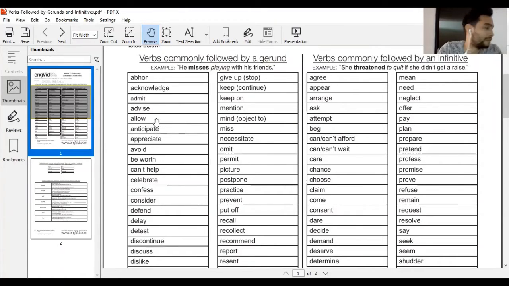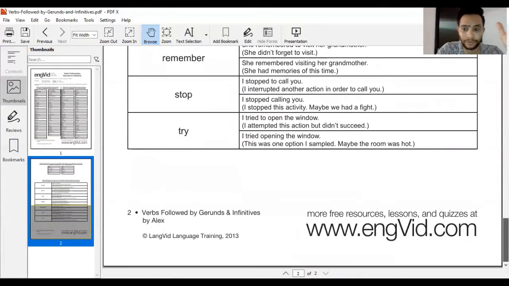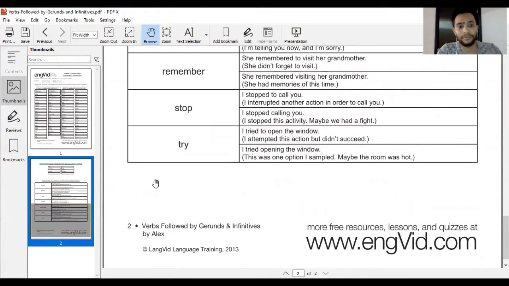Let's go back to allow. In the case of allow, you can use it with to. Just let me give you an example. But that only works when you have an object. Let me give you an example, right? Let's see.